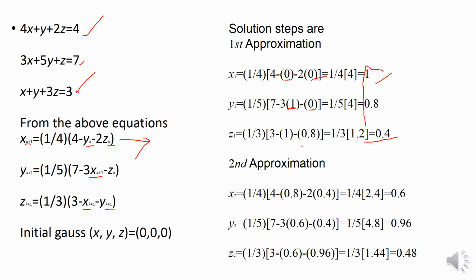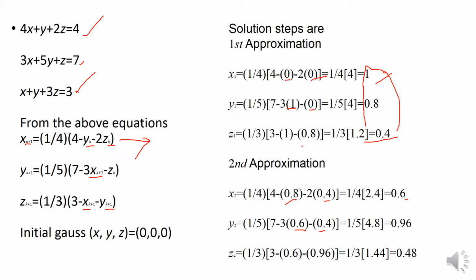So now our values for the next iteration are these as initial values. We put k is equal to 1 and we get x2. x2 is 1 upon 4 (4 minus y1 minus 2z1). So y1 is 0.8 and z1 is 0.4. After calculation we get 0.6. y2 is 1 by 5 (7 minus 3 into x2, x2 is 0.6, minus z1, that is 0.4). So the calculation gives 0.96.